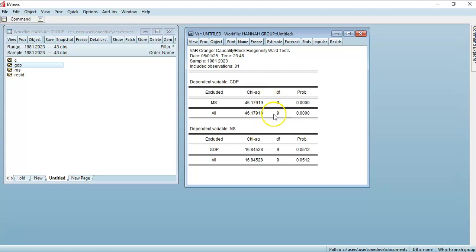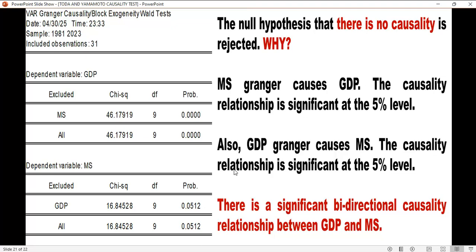Now let us see an expanded view of the result on PowerPoint. And this is what we got, exactly what we got in the output. See the probability values are less than 0.05. When we look at this one, we can also accept it at the 0.05 level. Now the null hypothesis that there is no causality is rejected. Why? Because money supply causes GDP, and the causality relationship is significant at the 5% level. Also, GDP causes money supply, and the causality relationship is significant at the 5% level.